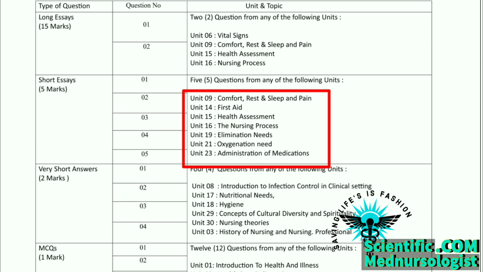And all the standard questions in this part are: first standard question is unit 9, that is comfort, rest and sleep. Second standard question consists of unit 14, that is first aid. Third standard question consists of unit 15, that is health assessment. Fourth standard question consists of unit 16, that is nursing process. Fifth standard question consists of unit 19, that is elimination needs. Sixth standard question consists of unit 21, that is oxygenation needs. Seventh standard question consists of unit 23, that is administration of medications.